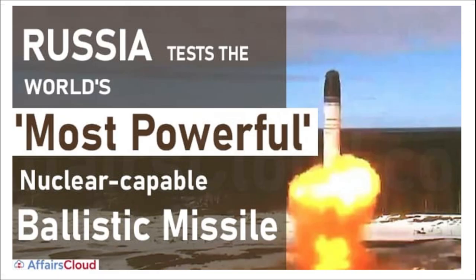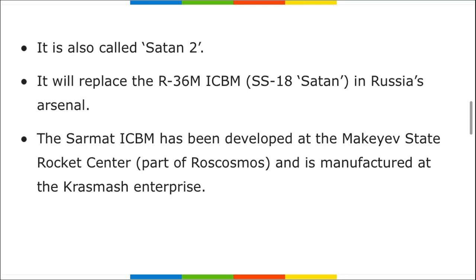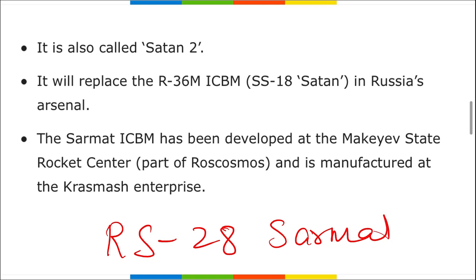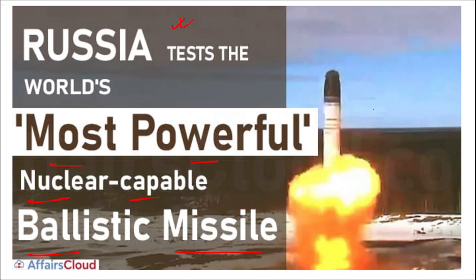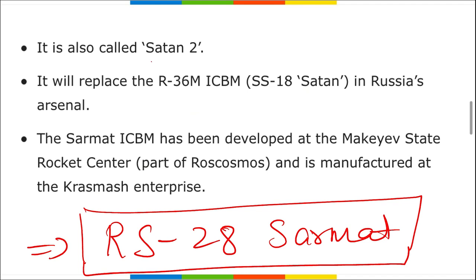Next, we will be talking about a missile that was recently tested by Russia, and it is one of the most powerful nuclear capable ballistic missiles. I repeat, this missile was tested by Russia, and what is its name? If asked, it is the RS-28 Sarmat, as you can see here in the picture. This was a missile that was recently tested by Russia, and it is one of the most powerful nuclear capable ballistic missiles. It is also called Satan II.